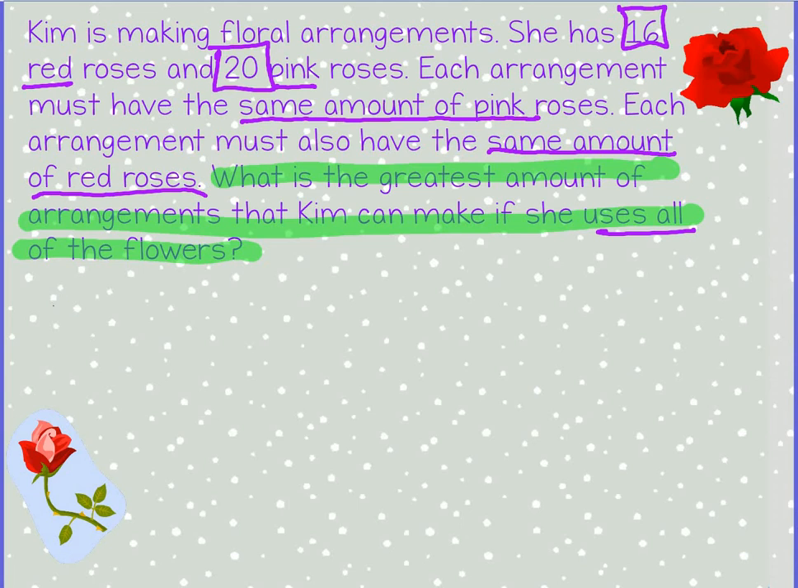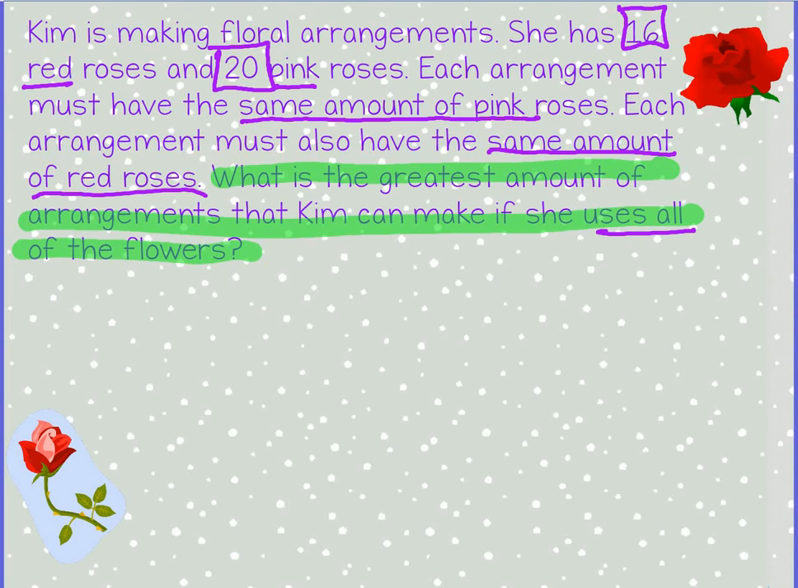So that means if she has 3 red in this arrangement, she has to have 3 red in this arrangement as well. But she can have 3 red and 2 pink. It's not that the red and the pink have to be equal, it's that the reds have to be equal in all of the arrangements.